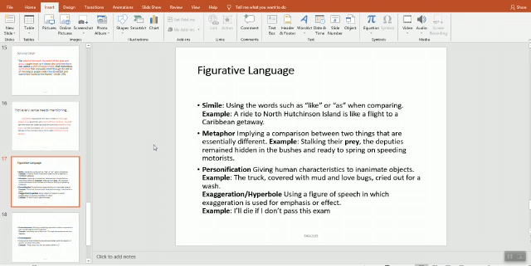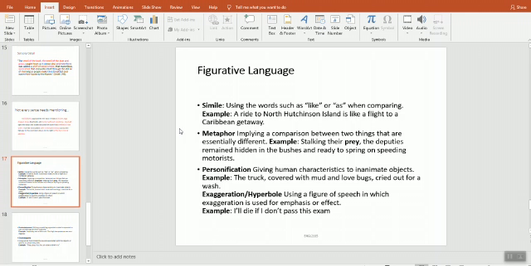Simile is like istiara in Urdu, or rather tashbih in Urdu, where you are comparing something, and to compare things we use words like "as" or "like." For example, here it is written, "A ride to North Hutchinson Island is like a flight to Caribbean Gateway." Or you can say, "Her hair is like a cascade," or "Her eyes shined like a diamond." So when you are using the words "as" or "like," you are actually comparing, or using a simile.